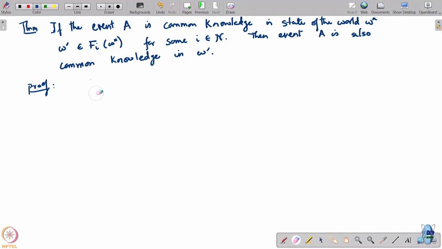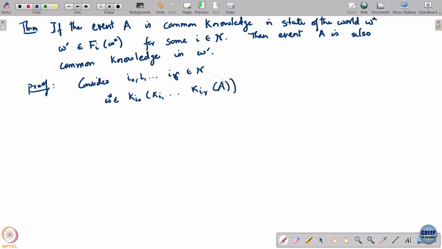So A is common knowledge in omega star. So now consider any sequence like this, I 0, I 1, dot dot dot, I r, and then it has to be that omega star belongs to K I 0 of K I 1 dot dot dot K I r of A. Okay, this is because A is common knowledge in omega star, right? So this is true for every I 0 to I r. Now what I'll do is I'll take I 0 to be that player I, the player who cannot distinguish between omega star and omega dash, okay.